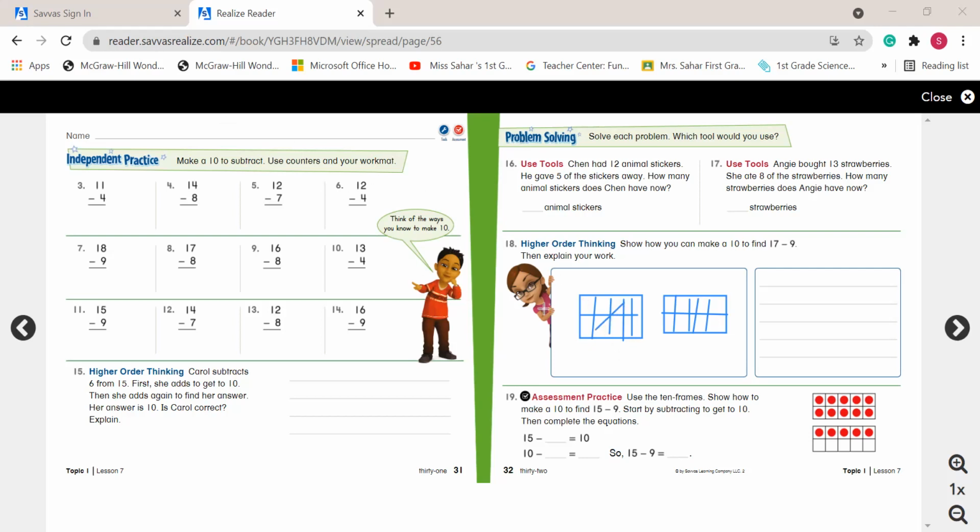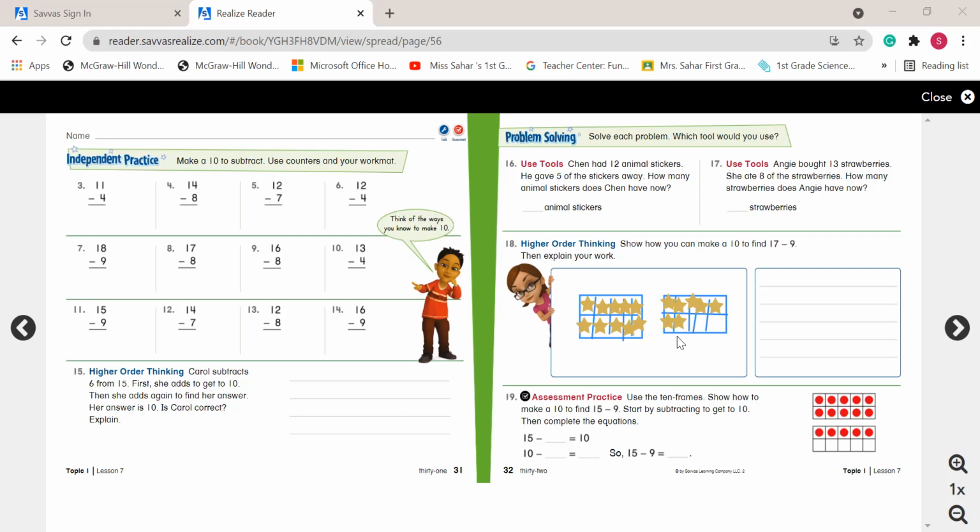So let's see. 1, 2, 3, 4, 5, 6, 7, 8, 9. I need to make 10, right? So here's my 10. And then I will add the 1 more to get the 10. Then I'm going to add 7 more to get 17, right? So 1, 2, 3, 4, 5, 6, 7. So now I have 17, right?